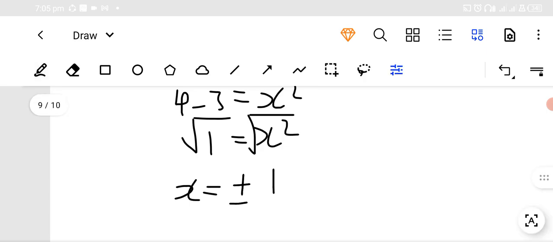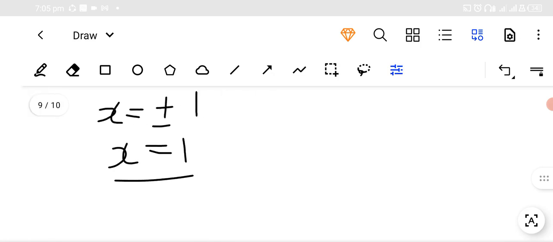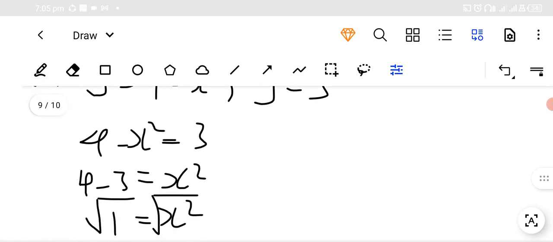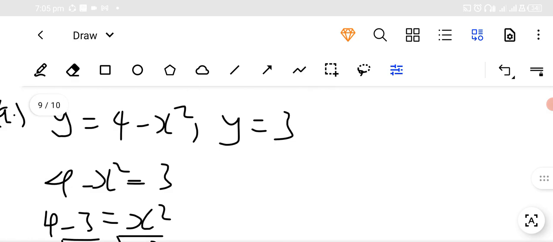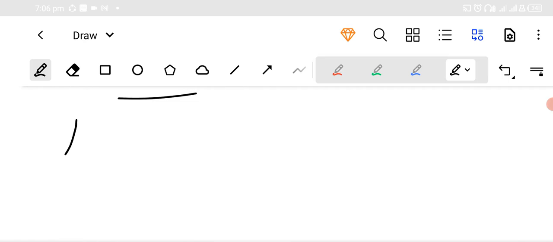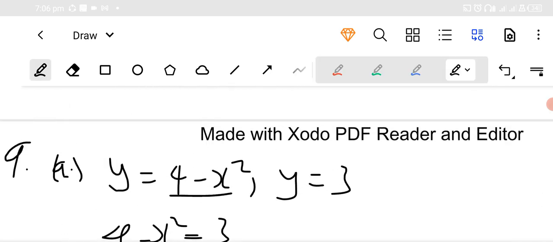And since we're just considering the positive side of the axis, x is equal to 1. So you say let x be equal to 1 in y. This is where they are intersecting. We already have y is equal to 3. Since our only aim was to find x is equal to 1, it means that the point A is (1, 3). Because if you substitute 1 into this equation, you will still find 3.